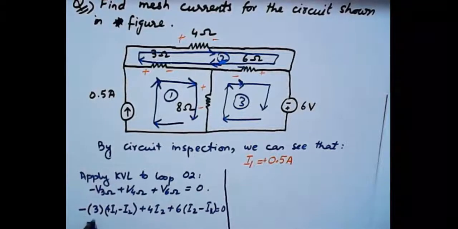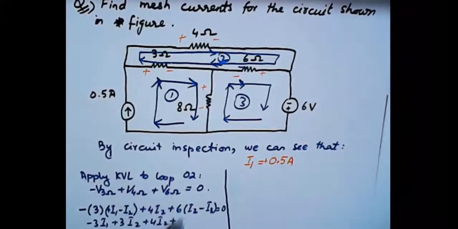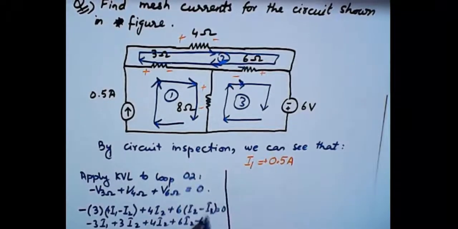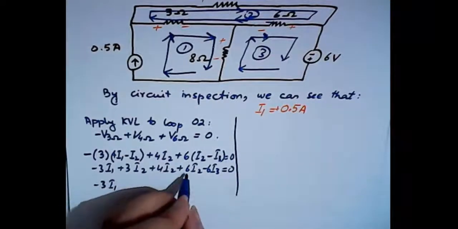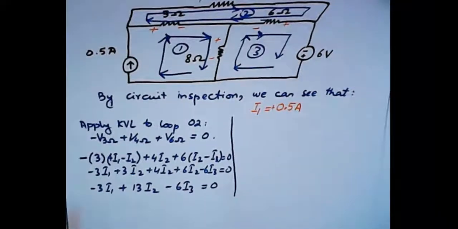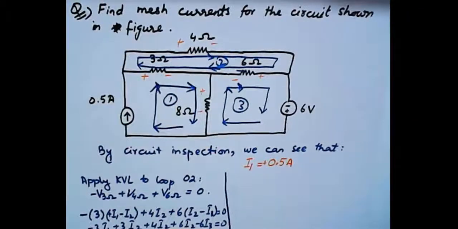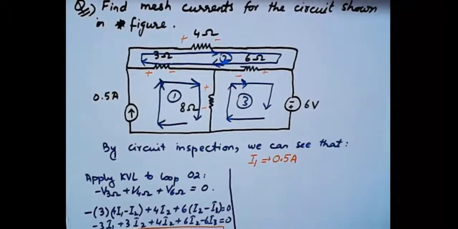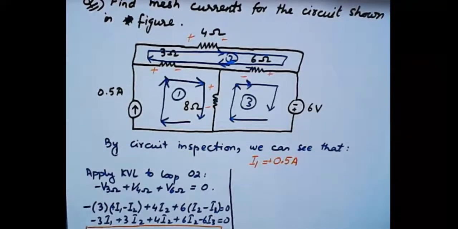So it will become minus 3I1 plus 3I2 plus 4I2 plus 6I2 minus 6I3 is equal to 0, and the equation upon simplification will give minus 3I1 plus 13I2 minus 6I3 is equal to 0, and this will give equation number 1. So I hope you are clear with that.